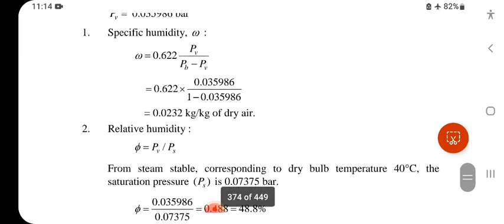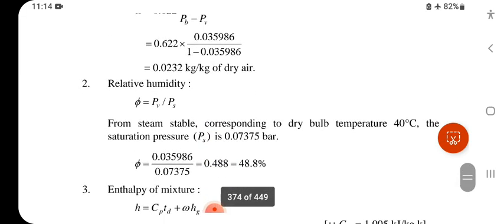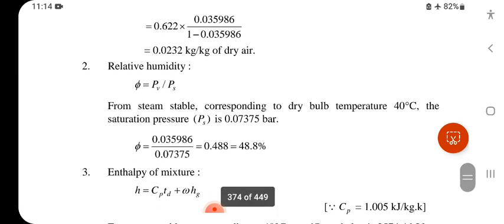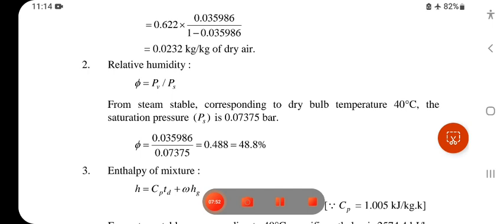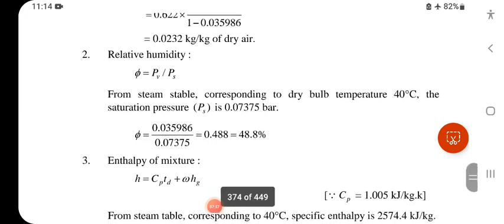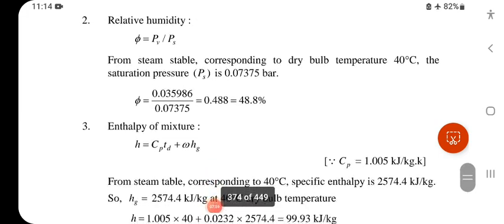And the second one is relative humidity. Relative humidity psi equal to PV divided by PS. From steam table corresponding to dry bulb temperature 40 degrees Celsius, the saturation pressure is 0.07375 bar, that is called psi equal to 0.035986 divided by 0.07375 equal to 0.488, that is called 48.8 percent.